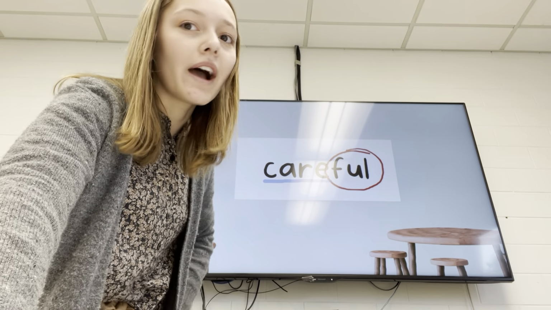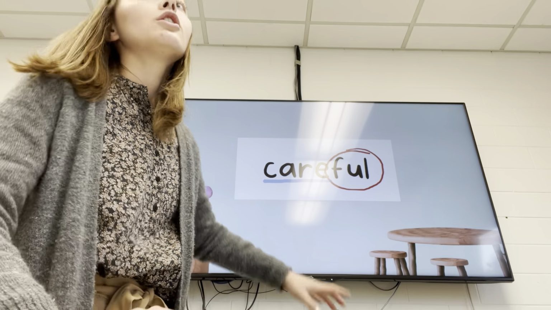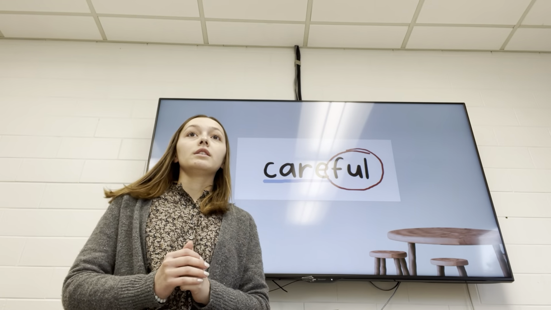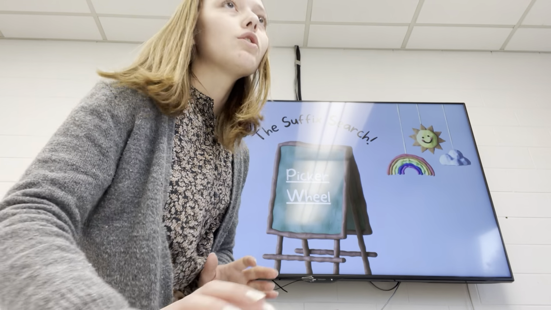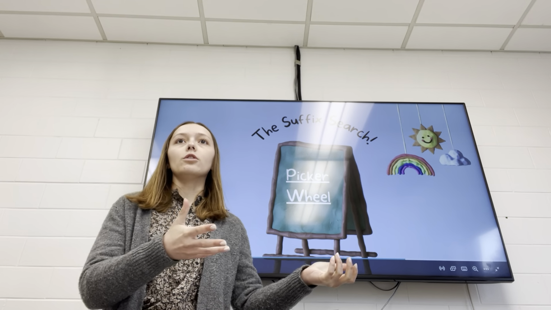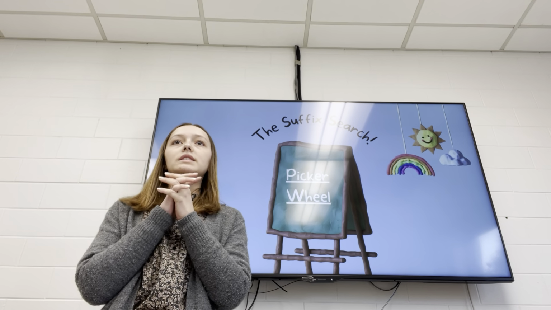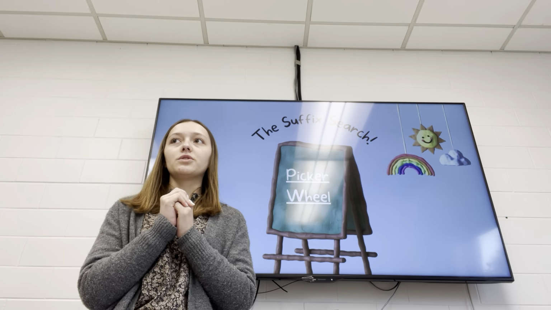Okay, sorry. So I circled my suffix and I underlined my common word, which is also known as a root word. Okay? So here, that word was care and full. So put together, what is that word? Careful. Yes. And what do you think careful means?